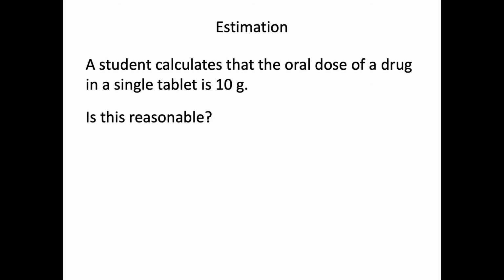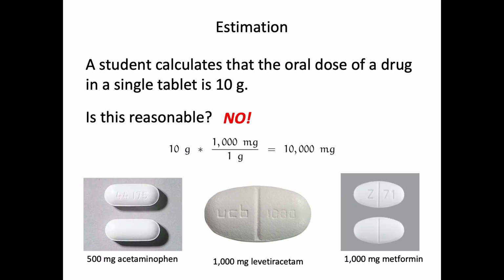Let me ask you this. If on one of your questions you've calculated that the oral dose of a single dose of a tablet should be 10 grams, does that seem reasonable? Well, wait a minute. Let's see. 10 grams. Most drugs are dosed in milligrams. So if I take 10 grams times 1,000 milligrams per gram to convert it to milligrams, that 10-gram answer really is saying each dose would be 10,000 milligrams. That seems really high. I've never seen a tablet that's large.